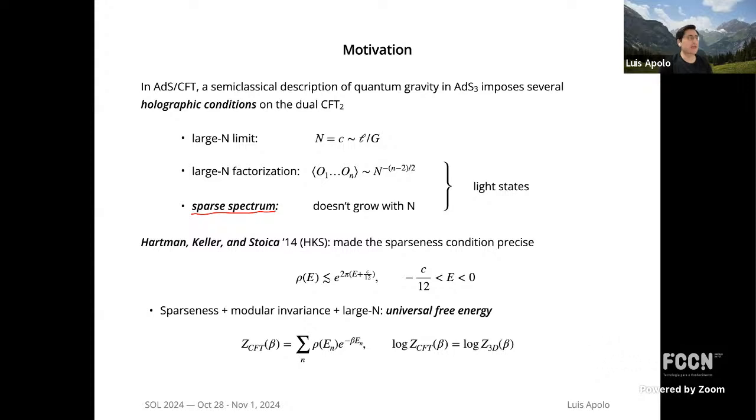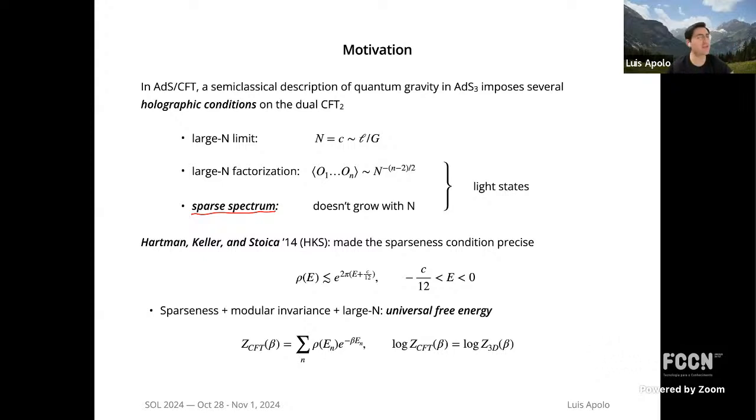And with this assumption on the light states, they were able to show that if you use this condition of sparseness plus modular invariance of the CFT plus the large N limit, the free energy of this CFT2 would be universal. Here the free energy is defined as the log of the CFT partition function. This is the torus partition function. Beta is the inverse temperature, and this is defined in the usual way. Here, rho is the density of states, and E is the energy of the state.